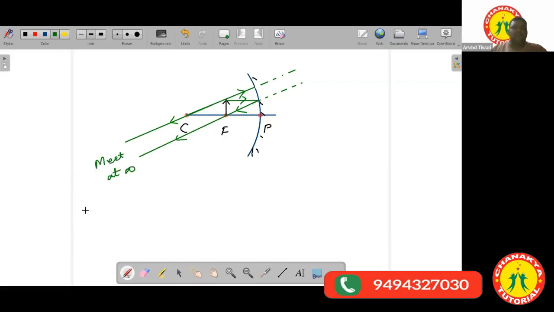Okay, meet at infinity. Like we observe Earth and sky to be meeting at a certain point. Earth and sky seem to meet at a certain point, but they do not meet. In the same way, we will say here that the light rays do not meet, but we will write here they meet at infinity.